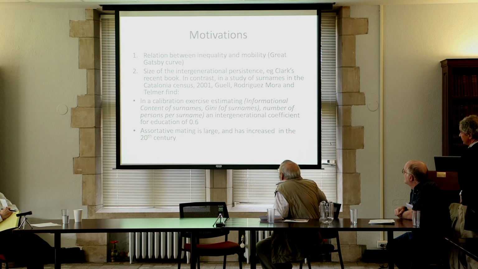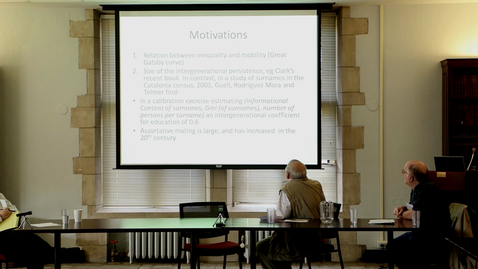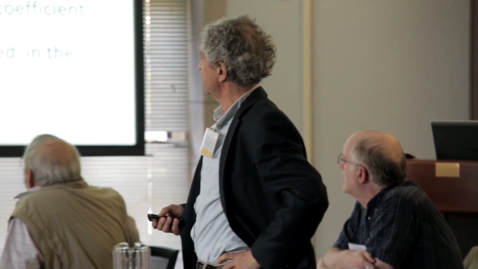Second type of questions is the size of this intergenerational persistence. As in Clark's recent book, I want to contrast. Savi has a study that is also based on surnames and on the Catalonia census. And they do a calibration exercise fitting at the same time the informational content of surnames, which is the difference in R squared that you get between.